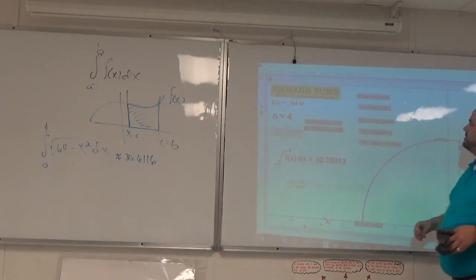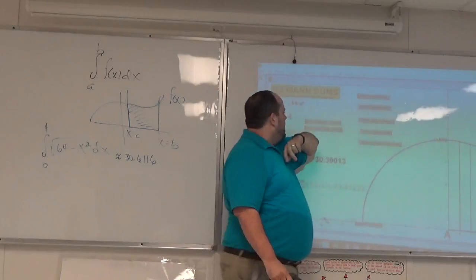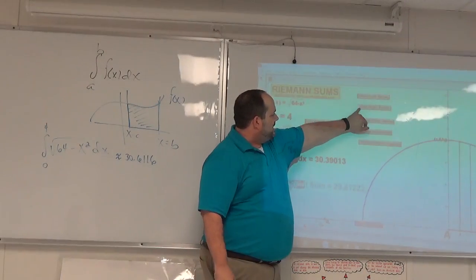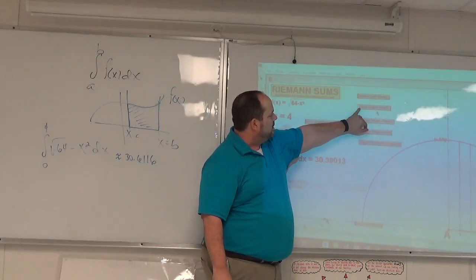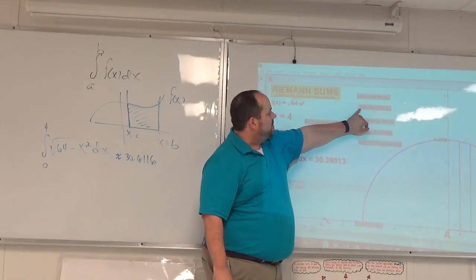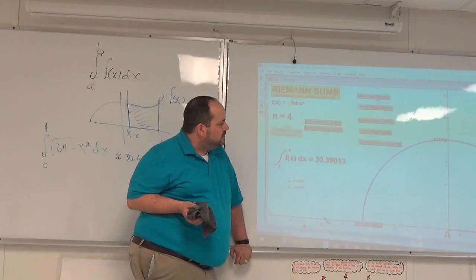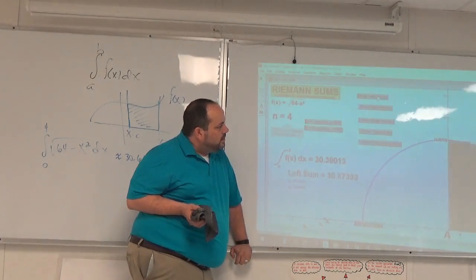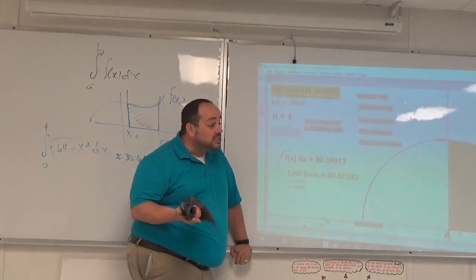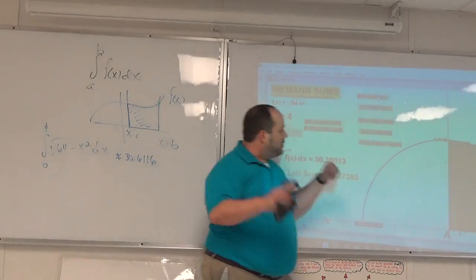Okay, so let's try a different method. We've got the right rectangles. Let's click on hide right rectangles. There you go. Show left rectangles. Okay, so now we've got the left rectangles. What's the difference here? Now we've got an overestimate.